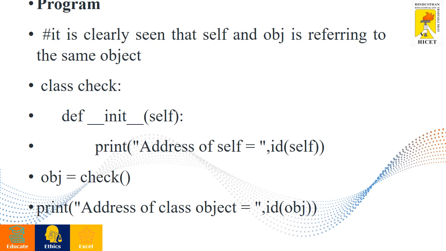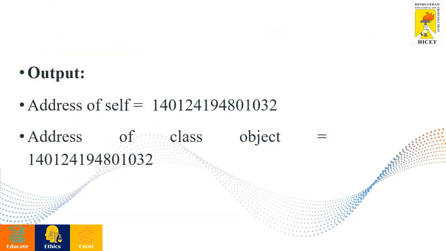Inside a method, the constructor method or wherever, when we want to refer to the current instance of the object, normally we use the keyword self. So here the address of self is 140124. Similarly the address of the class object is also 140124. Both returned the same value.